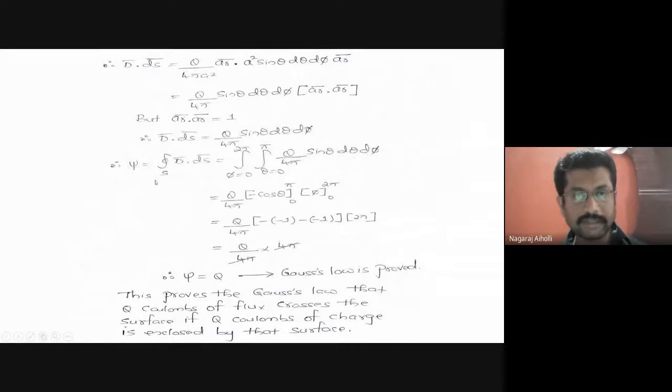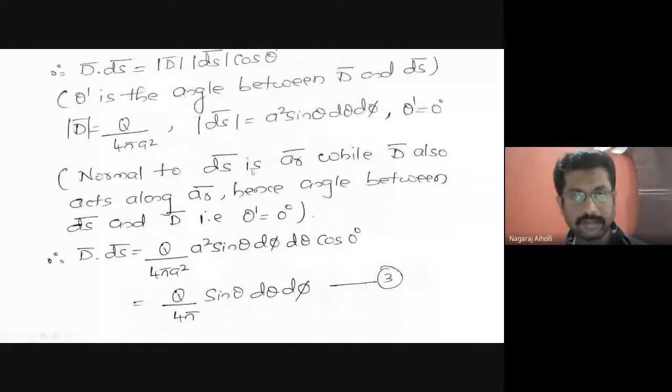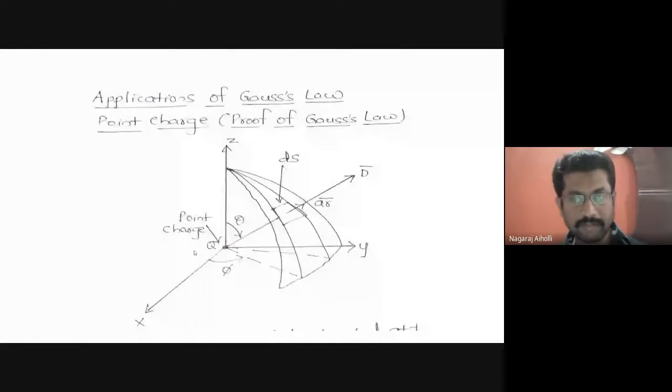Closed surface integral D bar dot dS bar. Substitute whatever we have got here for D bar dot dS bar. It is a surface integral, which means we have to take the double integral. Double integral, phi is equal to, what is the range of phi? Phi ranges from 0 to 2 pi. Phi, the angle of the plane, the half plane, is ranging from 0 to 2 pi.